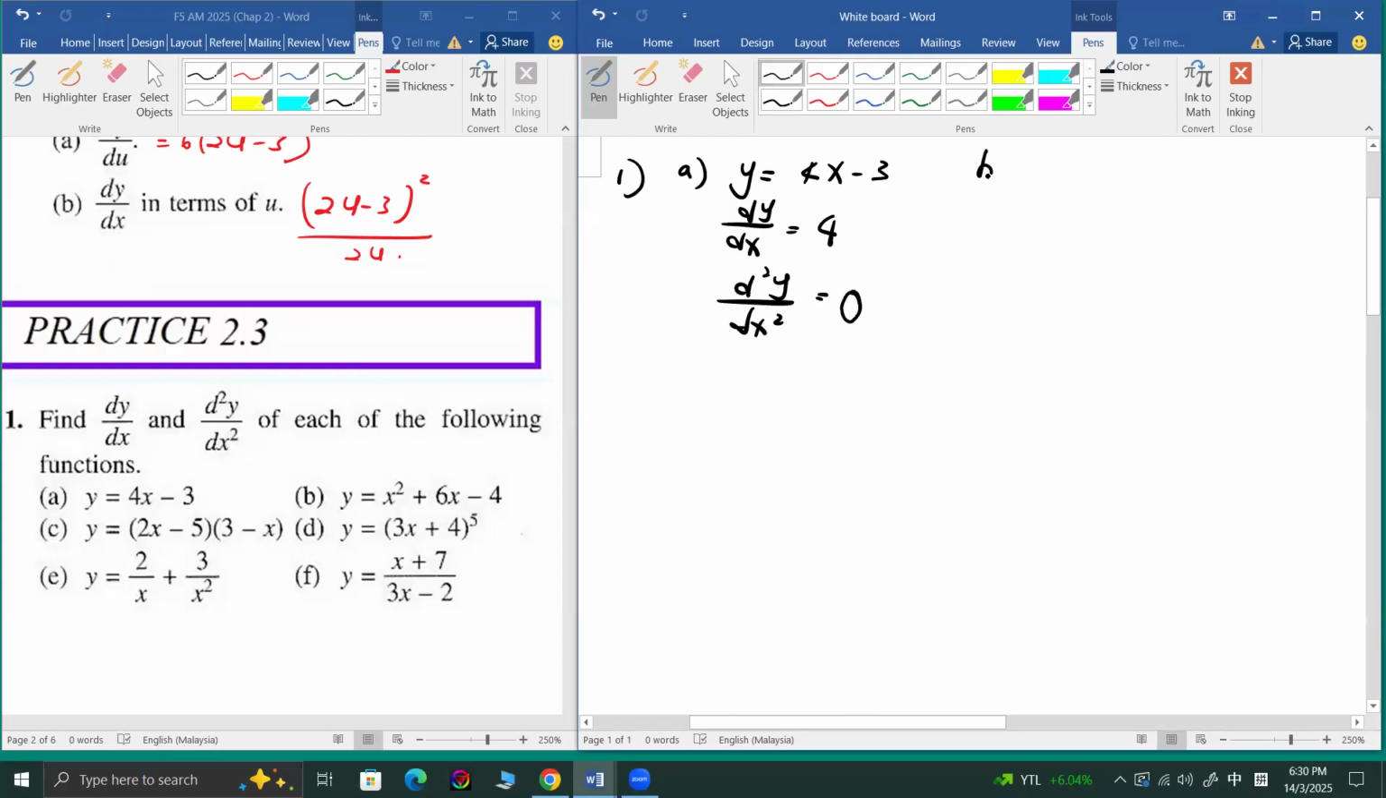Okay, one more, let's say B. At first derivative, 2x plus 6. Second derivative, d squared y over dx squared. Then we differentiate another time, that is 2. Got it?